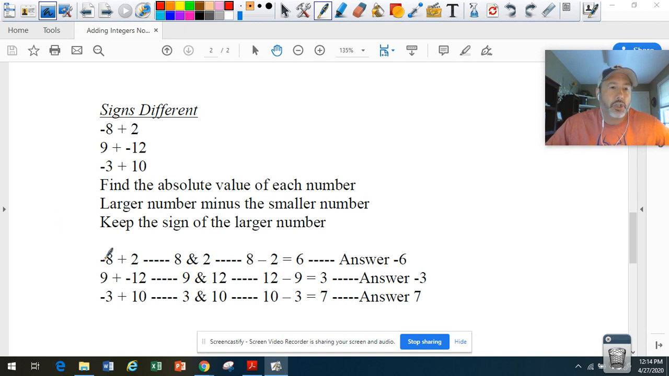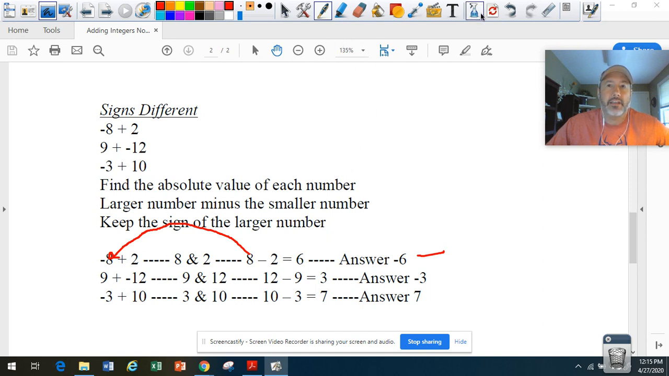So let's take a look here. So first of all, -8 plus 2. So absolute value of -8 is 8. Absolute value of 2 is 2. So I have my 8, my 2. It says then subtract the larger minus the smaller, okay? The larger absolute value is 8 minus the smaller. So 8 minus 2 is 6. Okay, see how we did that. Now, it says keep the sign of the larger number. Okay, so if I look here, the larger number was the 8. What sign does that 8 have? It is a negative sign, so my answer is negative. So we would say -8 plus 2 is -6.